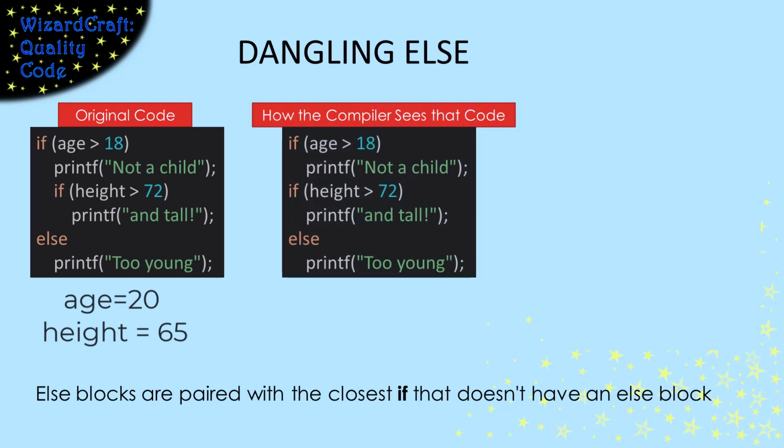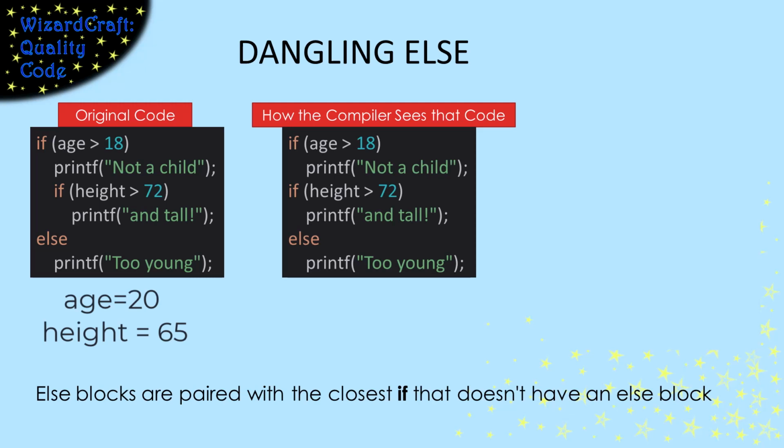Remember, it ignores indentation. So our 20-year-old, who is under 6 feet tall, will see not a child, too young. Well, that's clearly not right. The rule is that an else statement is always paired with the closest if statement that does not yet have an else block. So in this case, the else gets paired with the if that is checking the height.